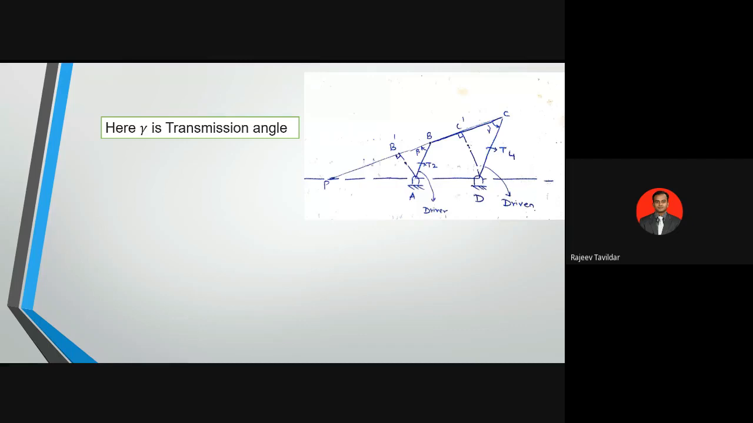Now here, this particular angle gamma, which is the angle between the coupler link and the output link, that is the angle between BC and CD. This angle is known as transmission angle. Okay.